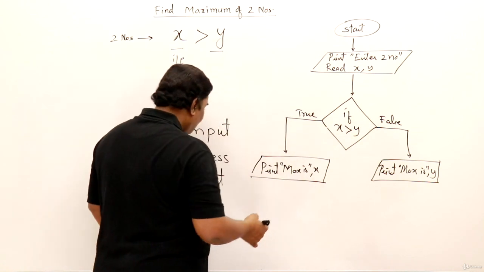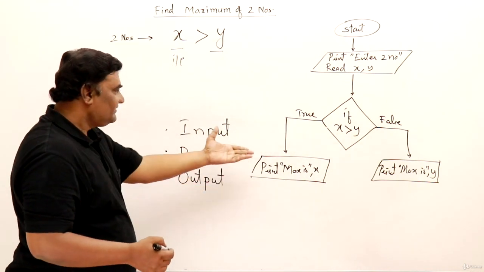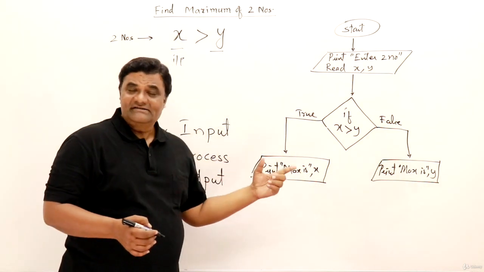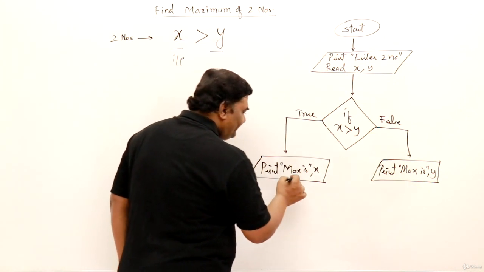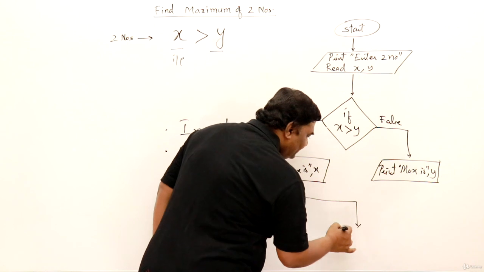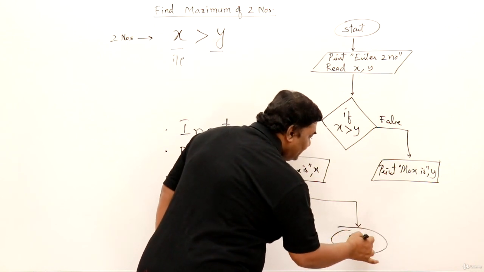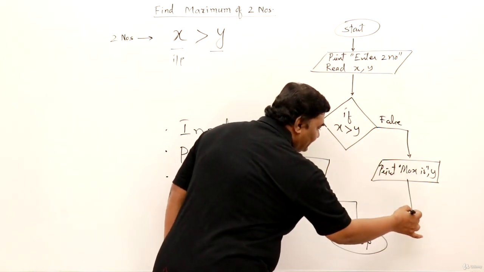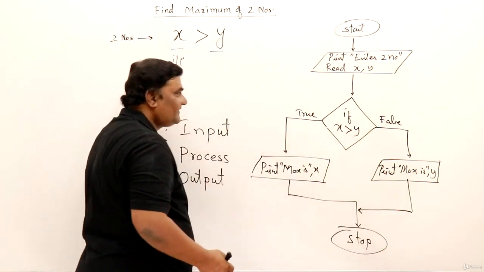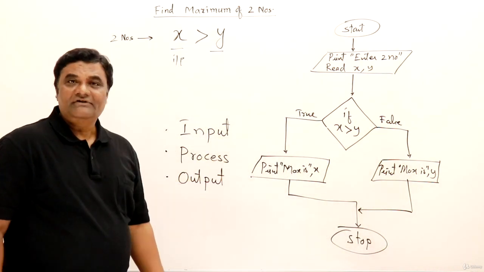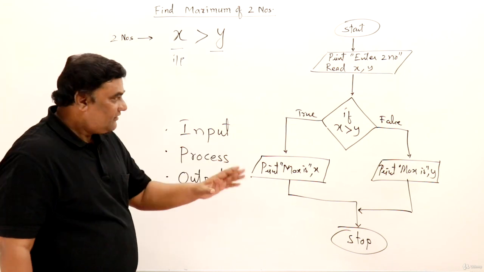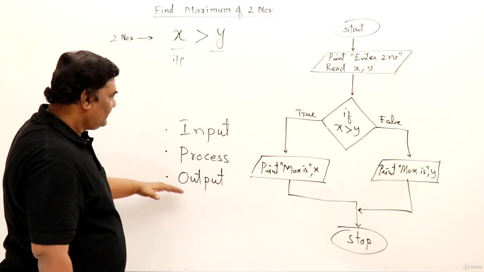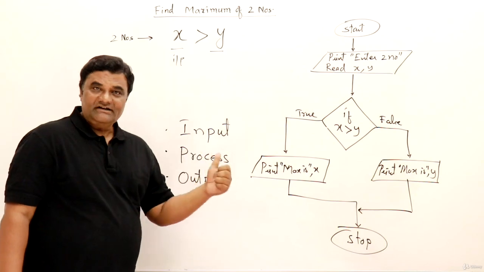Then after this is over, output is over, this itself is output. So in this example there is no processing, right? Then after this, end of the flow chart, so it will go and stop. So from that side also it will come and join this one. This is a flow chart for finding greatest or maximum of two numbers. Now the same thing, I will write it as an algorithm here, then afterwards I will write a program.